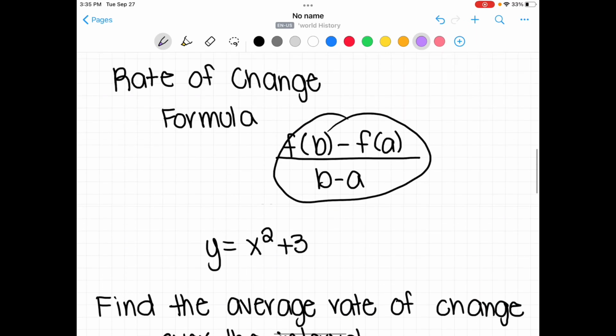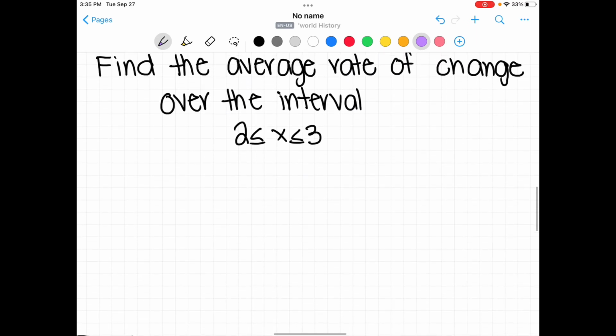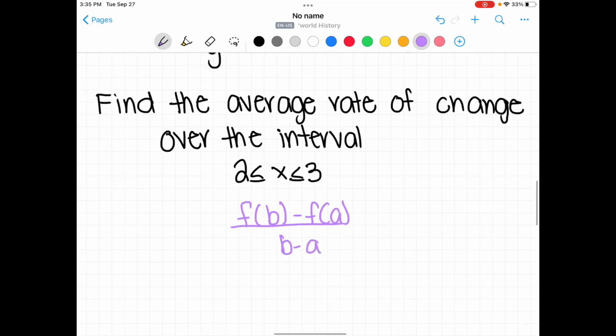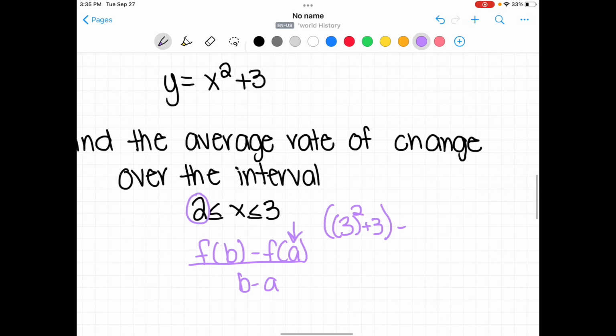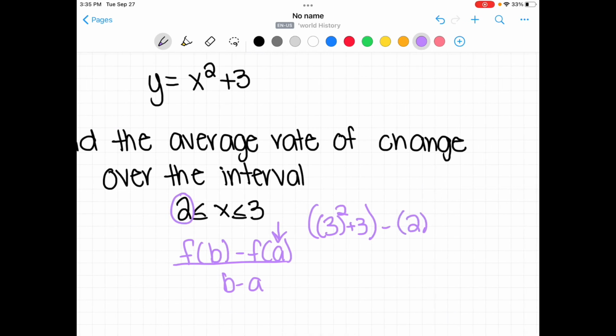So, we are just going to take this equation right here, and I'll just rewrite it right here so it's just a little bit easier to see. So, we are going to plug in our numbers for that one. We're going to do x, or in this case, our x would be 3 squared plus 3, we're going to put this in parentheses, minus this, we're going to plug in 2 for x all over 3 minus 2.